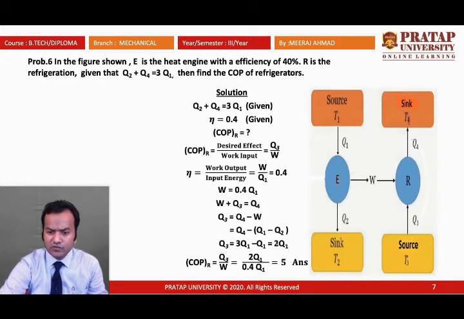Then put the value of Q3 in the COP of the refrigerator. Here 2 Q1 is divided by the 0.4 Q1. Then you find the value of COP is equal to 5.